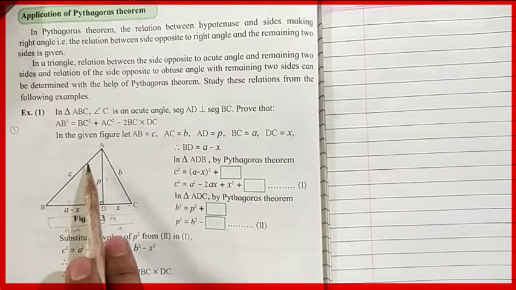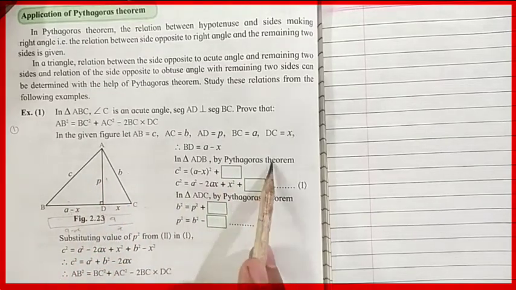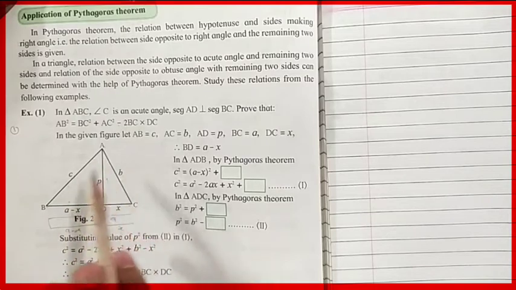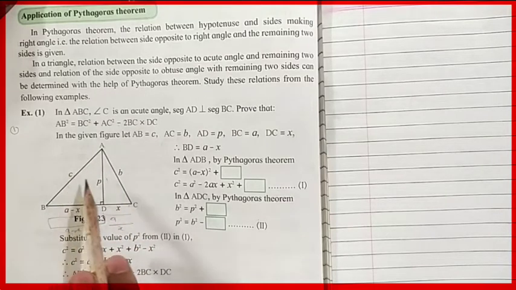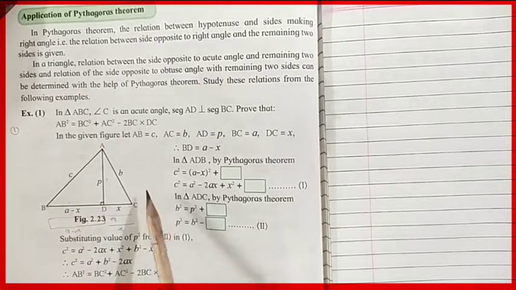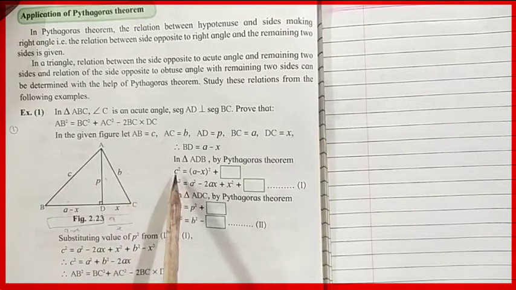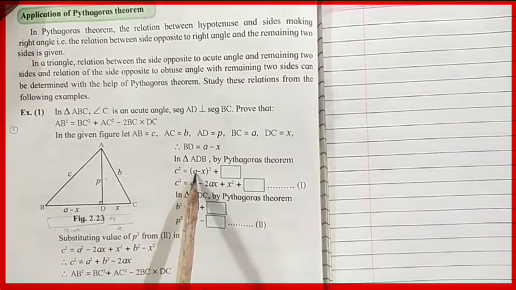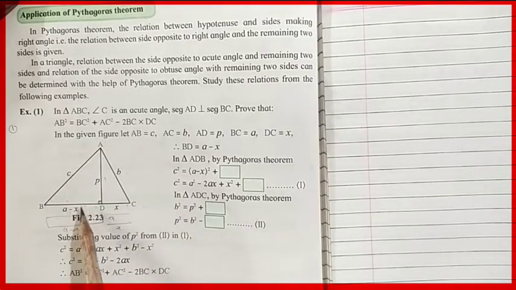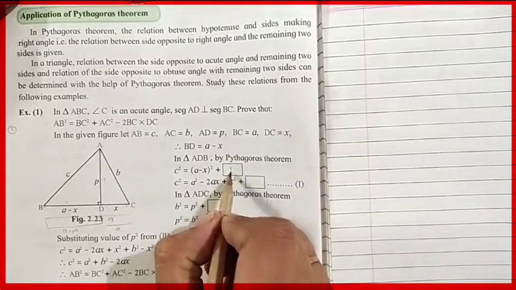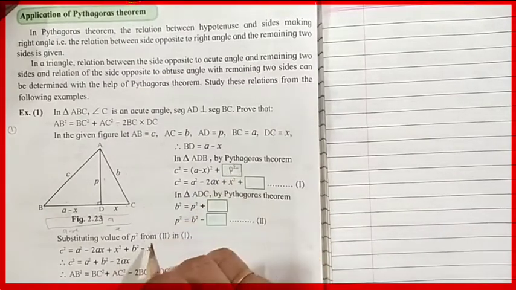We know, according to the Pythagoras theorem, the square of the hypotenuse equals the sum of the squares of the other two sides. It is the Pythagoras theorem. So according to the Pythagoras theorem we can write that c square equals (a minus x) square, then plus p square. So in this box we have to write p square.